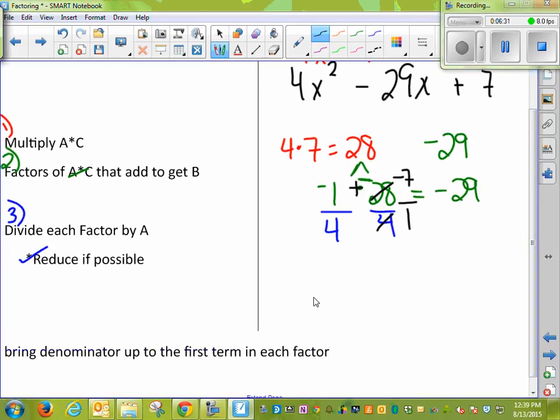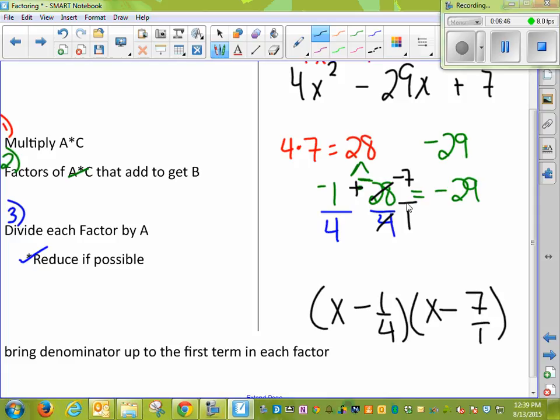Let's throw them into parentheses as we get ready for our answer. x minus, because it was negative, 1/4, and x minus 7 over 1. So because I reduced it up here, I'm just going to pull that factor down into my answer.